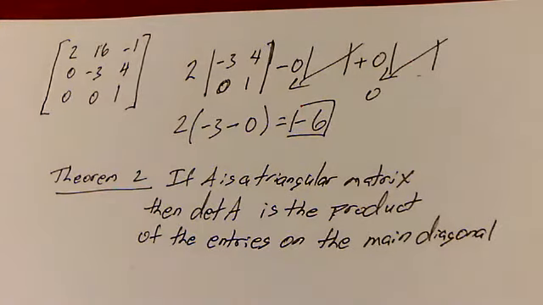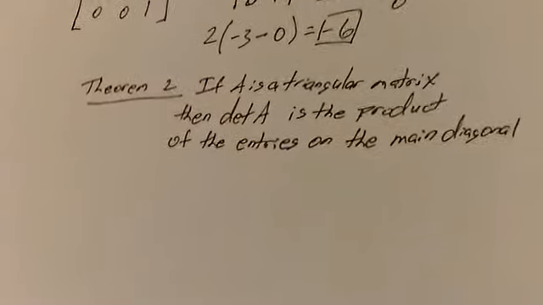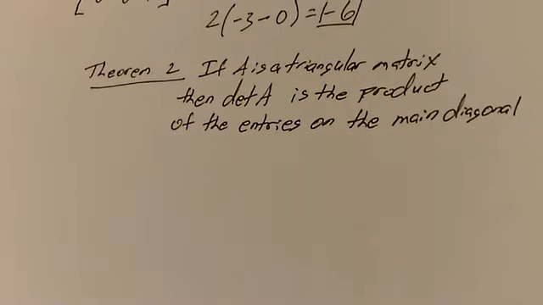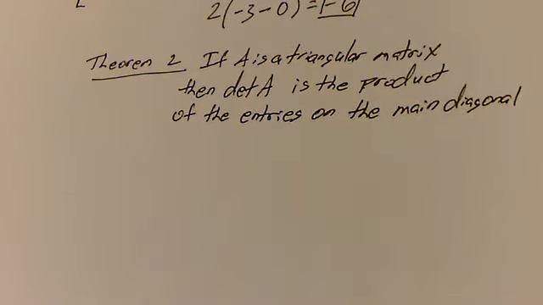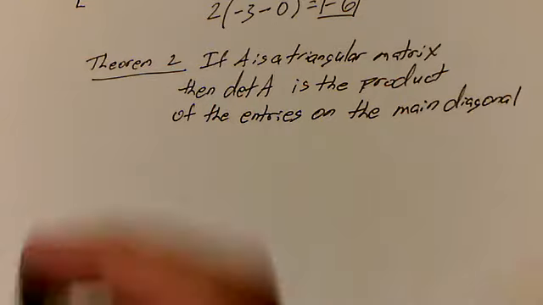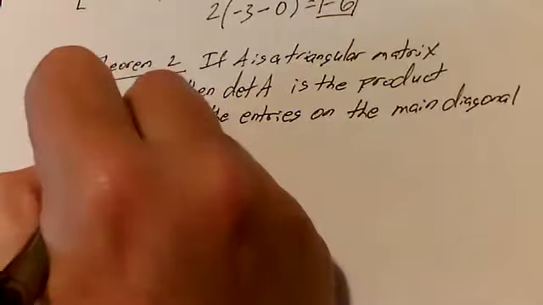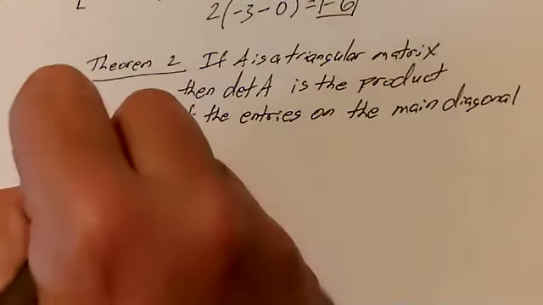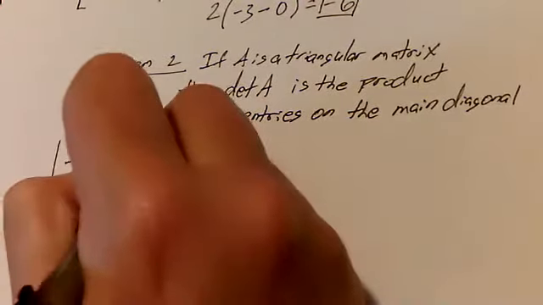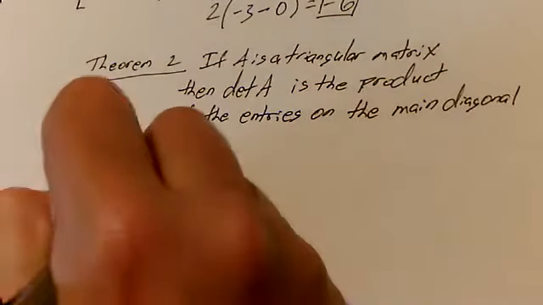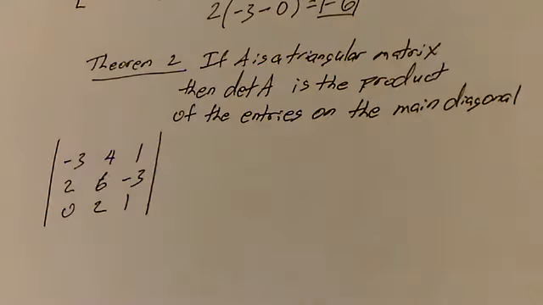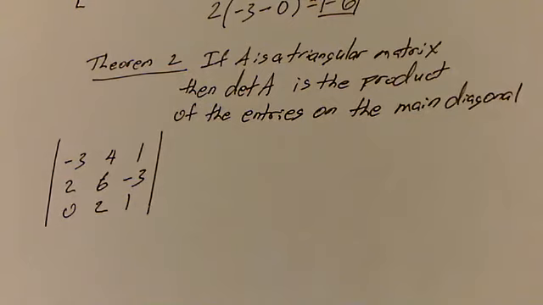Now, there's another method for finding the determinant. It doesn't really have a cool name. It's just another common method, especially for a 3 by 3 matrix. So if I have a 3 by 3 matrix here, I'm going to show you -3, 4, 1, 2, 6, -3, 0, 2, 1. Now, whether this is easier or harder is kind of in the eye of the beholder.